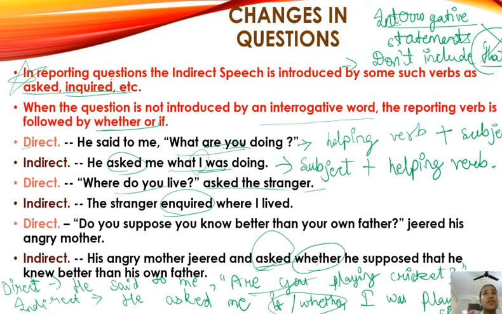And make sure the spelling of whether is W-H-E-T-H-E-R. Weather, the forecast, is basically related to the climate, and that is different. So make sure the spelling is correct. Which weather are we talking about? We're talking about this whether, not this weather. Okay?